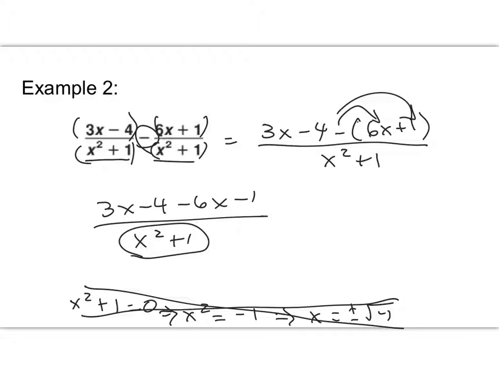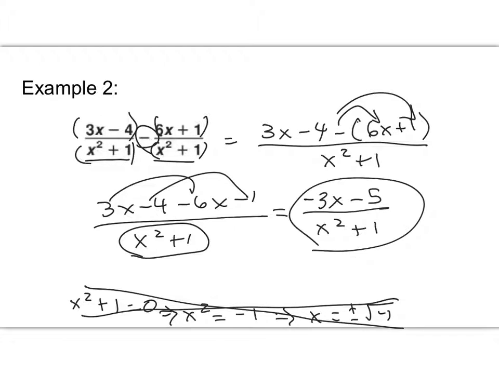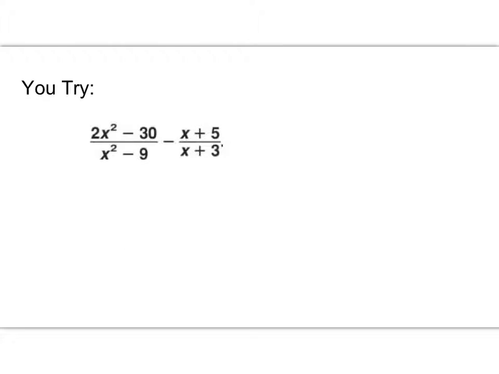Just thought I'd add that in. Okay, let's combine our like terms. 3 minus 6 will be negative 3x, and negative 4 minus 1 will be negative 5. Still have x squared plus 1. Here's my final answer.